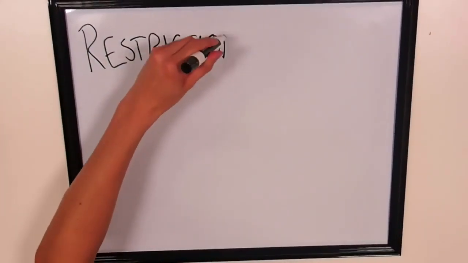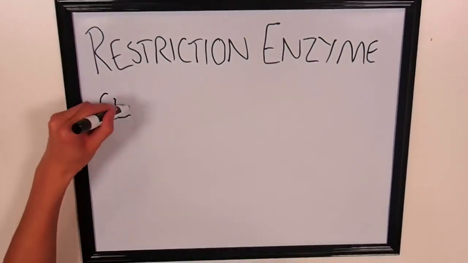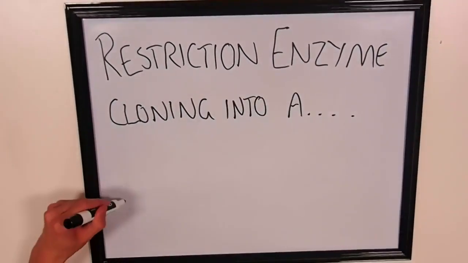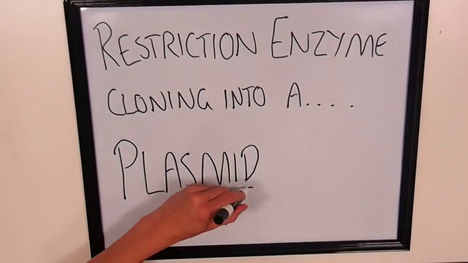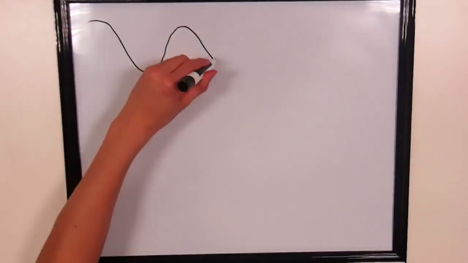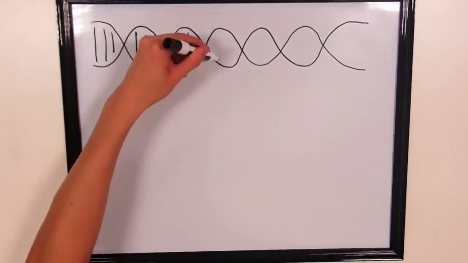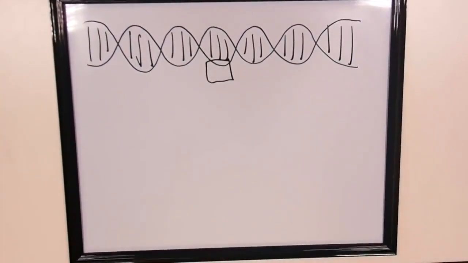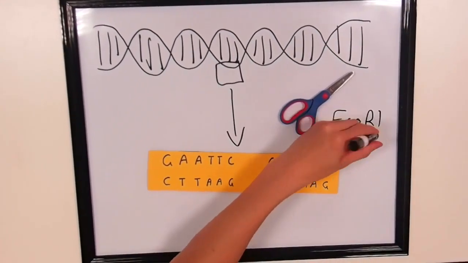Hi there! This video will cover how a DNA insert can be cloned using restriction enzymes and plasmid vector recombination. Once your sites have been identified, select appropriate restriction enzymes that will cut the DNA only at the sites chosen.